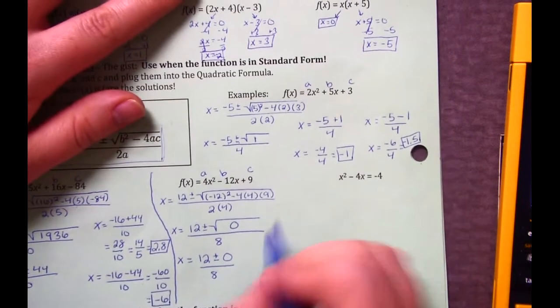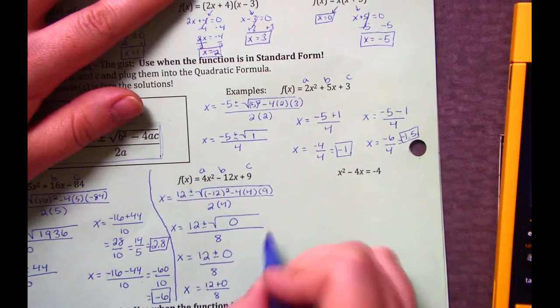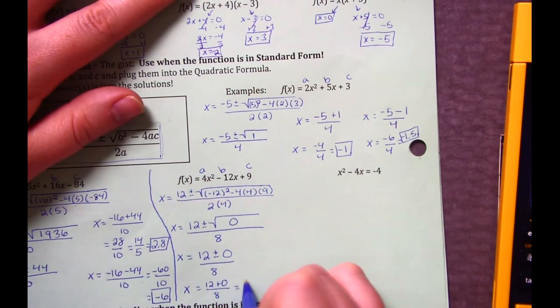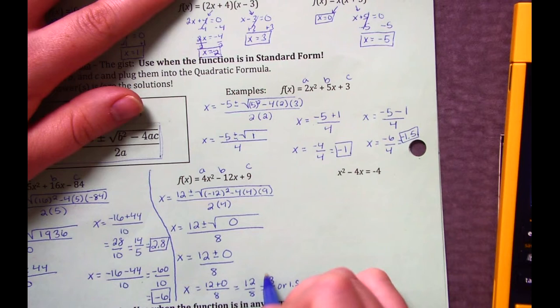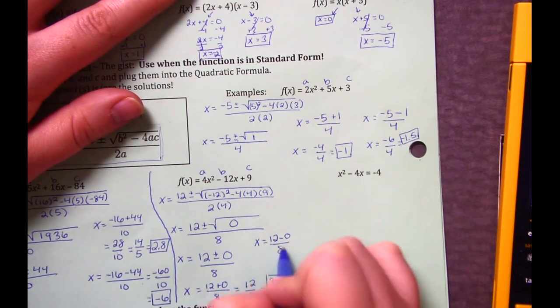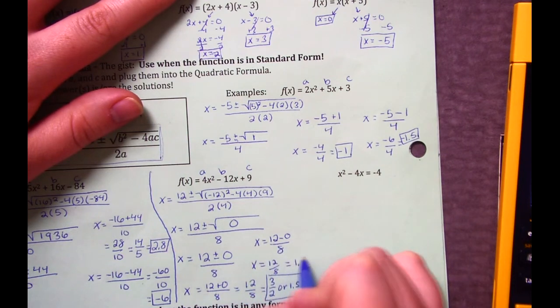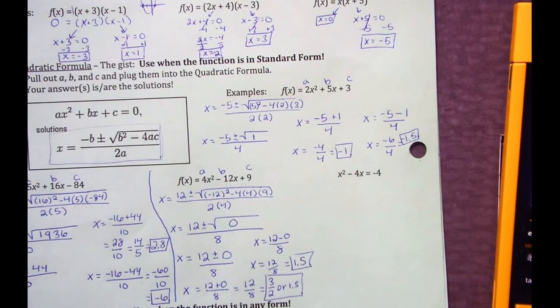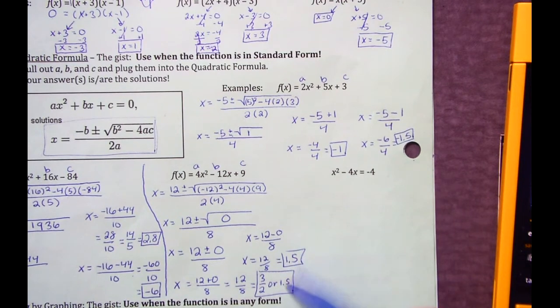So this is an easy one because my two solutions are x equals 12 plus 0 over 8, and that reduces to 12 over 8, which is 3 over 2, or 1.5. And x equals 12 minus 0 over 8, which is the same thing, 12 over 8, which is really just 1.5. So if this is a 0 under here, there's really just one solution. It's the same twice, 1.5 and 1.5.